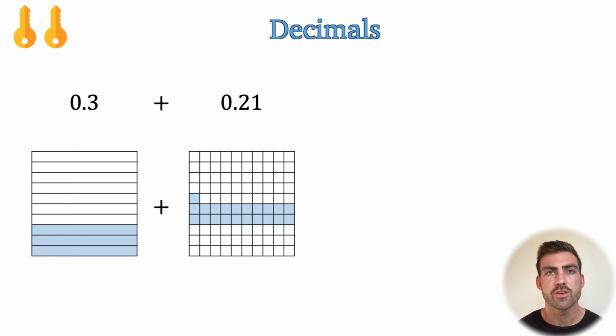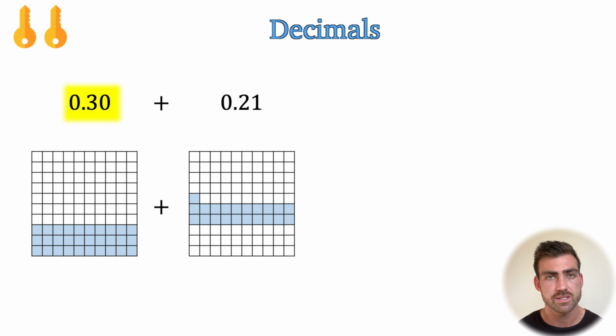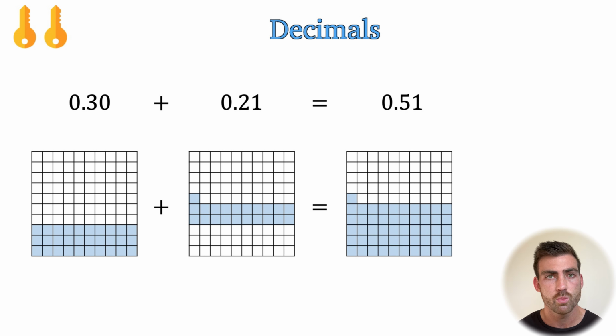If we had the following question, 0.3 plus 0.21. Before adding, we need to make sure that they are the same sized pieces. For decimals, it's easy. We add zeros to the end of the decimal to make sure that both have the same number of decimal places. Now they both have 2 decimal places. We can do this since it will still remain the same number. Now adding 30 pieces out of 100 plus 21 pieces out of 100. We get 51 pieces out of 100, or in other words, 0.51.